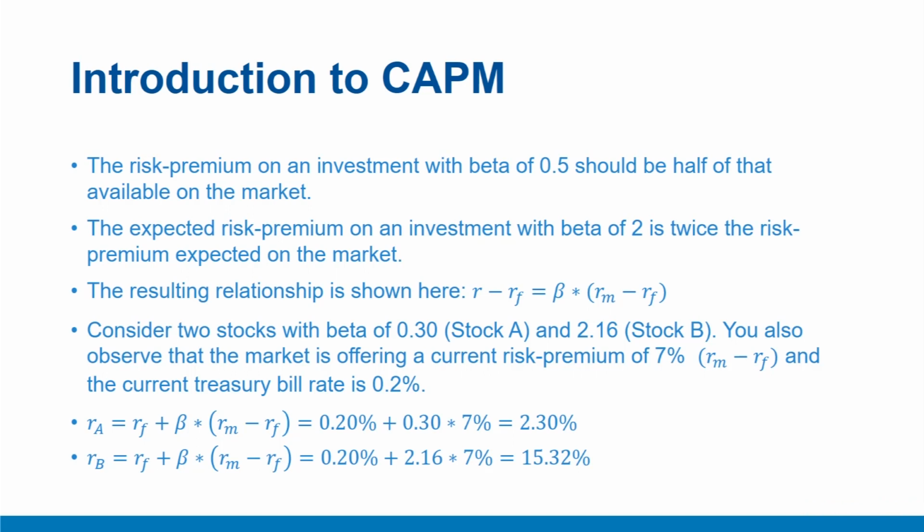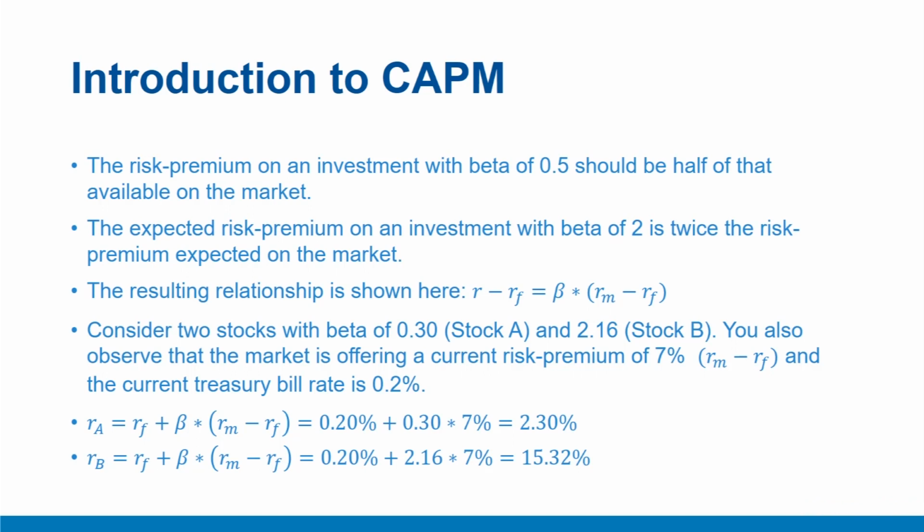Here R is the expected return on the security in consideration, RF is the interest rate on the risk-free instrument, beta is the sensitivity of the security to market movements, and RM is the expected return on the market. This formula helps us in estimating the expected returns from stocks. Consider two stocks with a beta of 0.3 for stock A and 2.16 for stock B. We also observe that the market is offering a current risk premium of 7%, which is RM minus RF, and the current treasury bill rate RF is 0.2%. Using CAPM, we can compute the expected returns from stocks A and B. This is shown here.